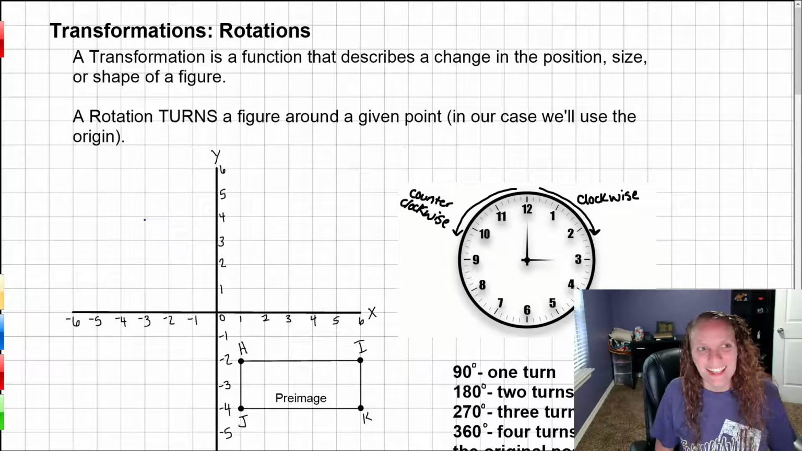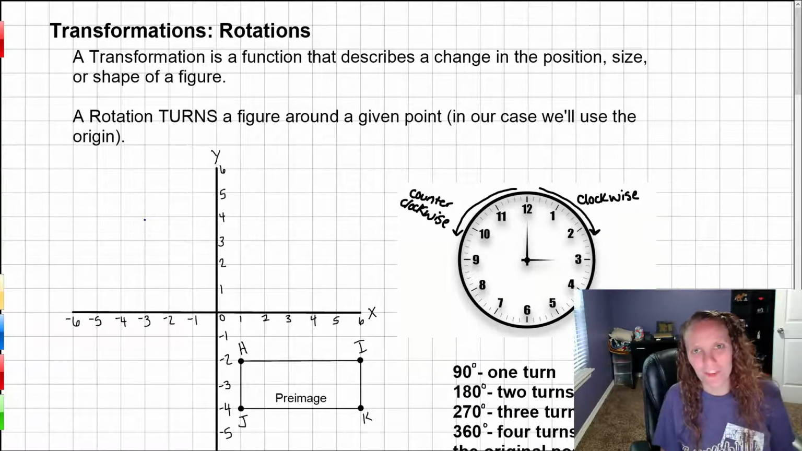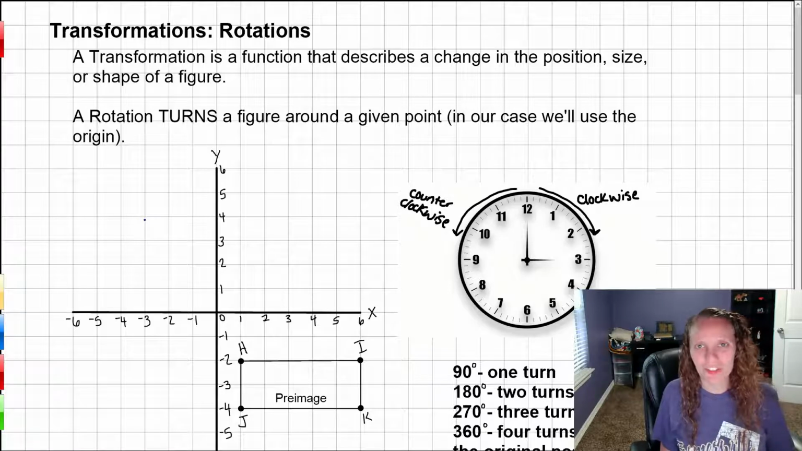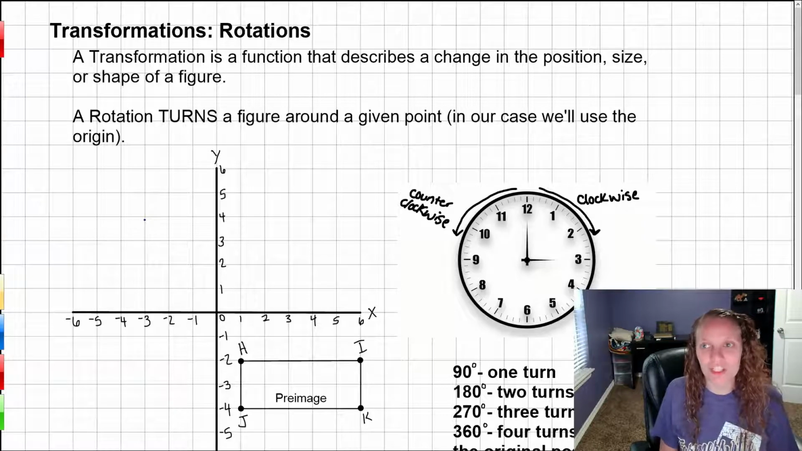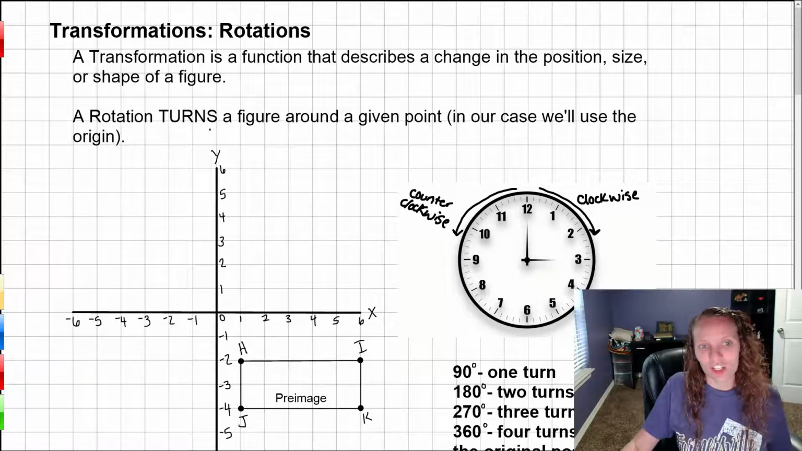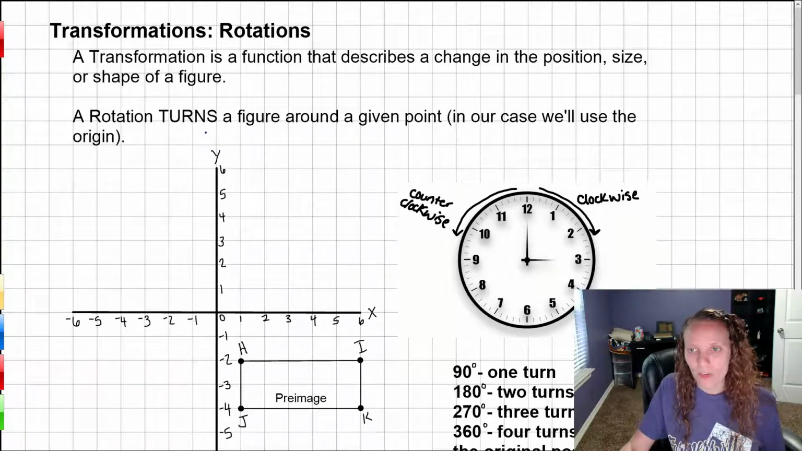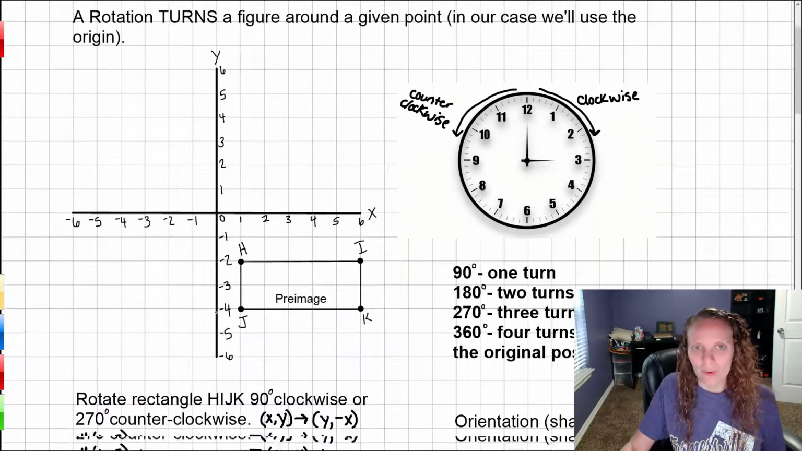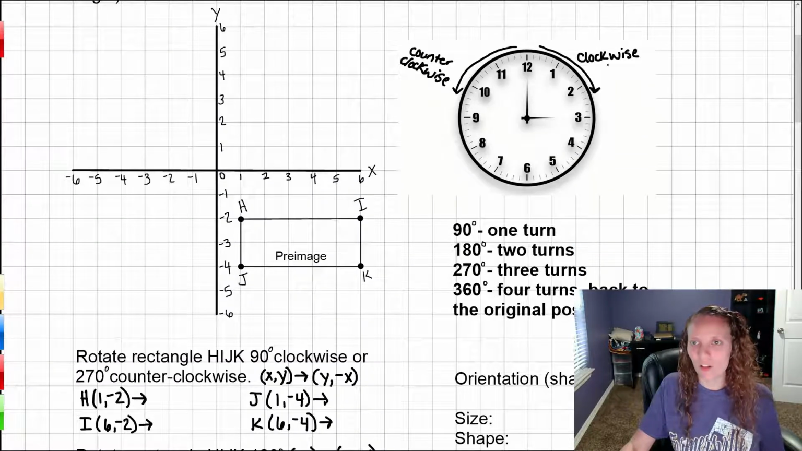Hey guys, today we're going to be talking about transformations, and more specifically we're going to be dealing with rotations. Remember that a transformation is a function that describes a change in the position, size, or shape of a figure. Rotations turn a figure around a given point, and in our case we're just going to use the origin on a graph. And when we think of a rotation, you could think of a clock.